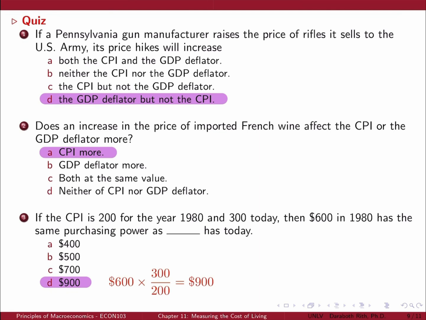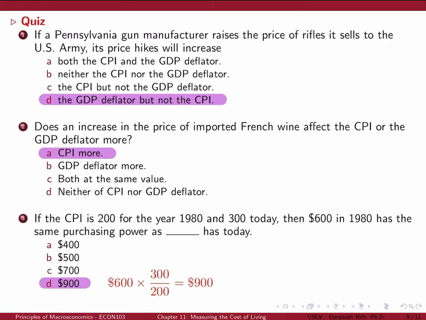Question number 2. Does an increase in the price of imported French wine affect the CPI or the GDP deflator more? Since the wine is imported, it does not impact the GDP deflator. However, as a typical consumption good purchased by consumers, it affects the CPI. Thus, the correct answer is A. The price of wine affects the CPI more.